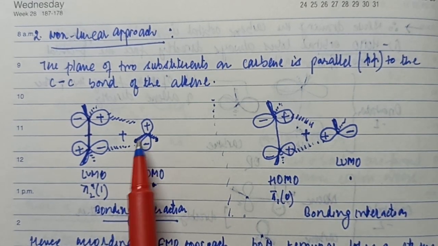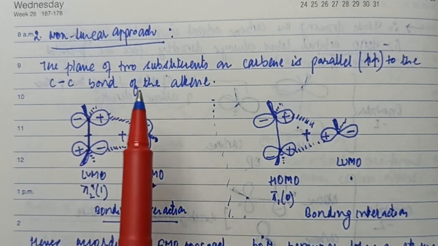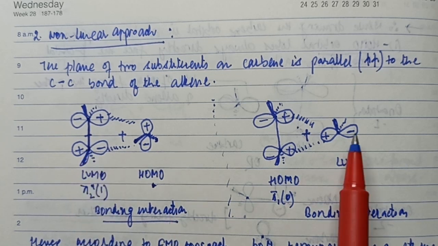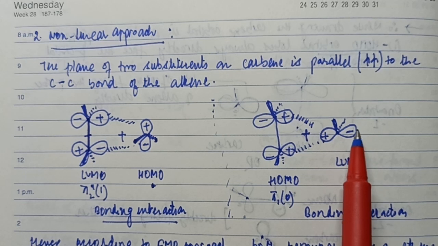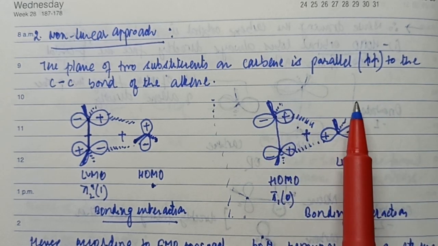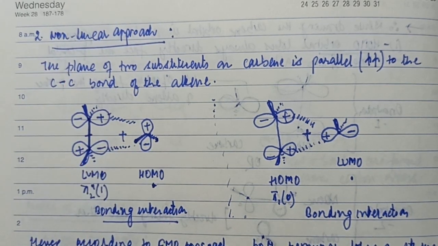Remember the plane of the substituents. This is above the plane, this is below the plane. So this plane is something like this. And if this is something like this, this and this planes are parallel to one another. Similarly, if you look at this substituent and this substituent, one is above the plane, another one is below the plane, this one is the plane. If this is the plane, this and this plane are parallel to one another. And if they are parallel to one another, this approach is called the non-linear approach.